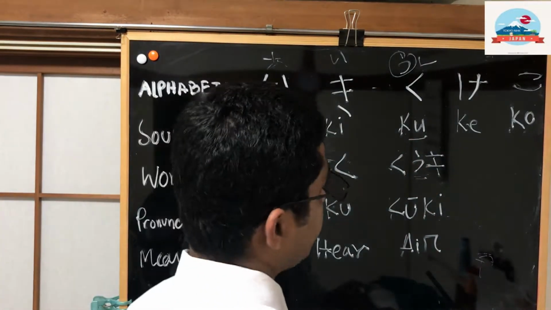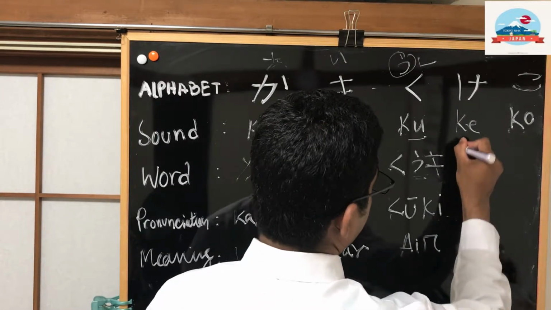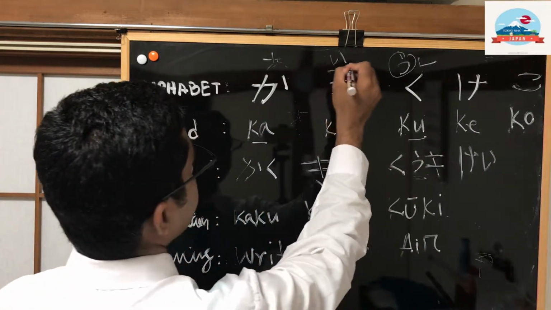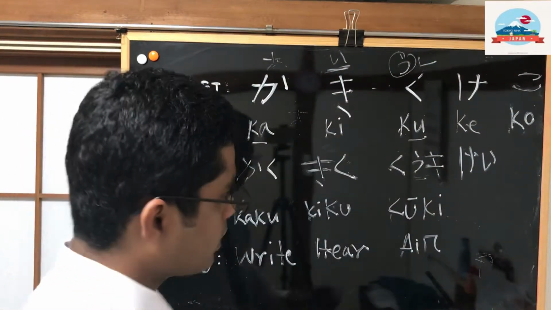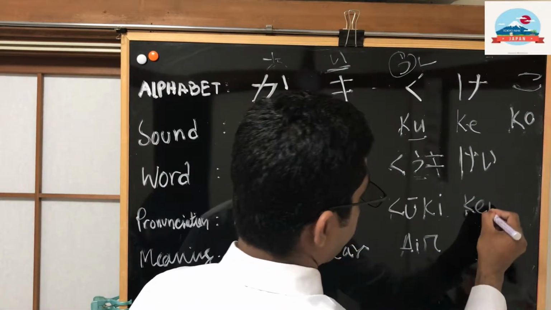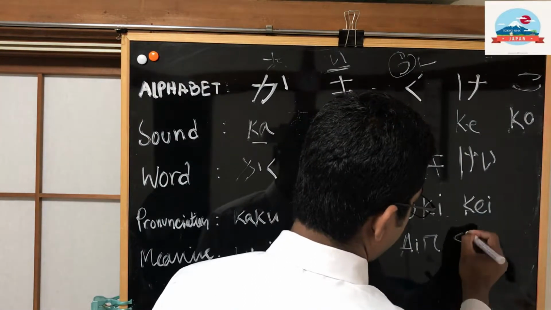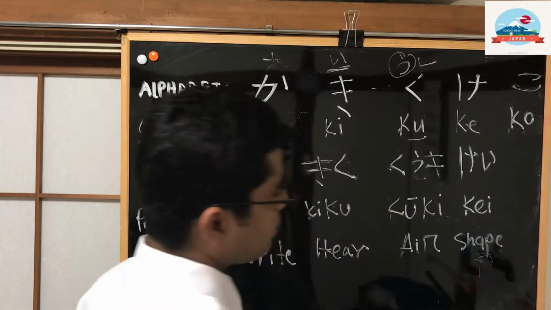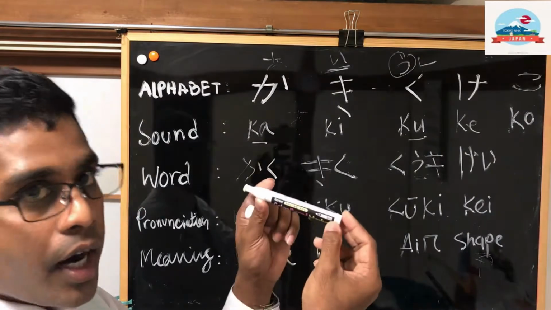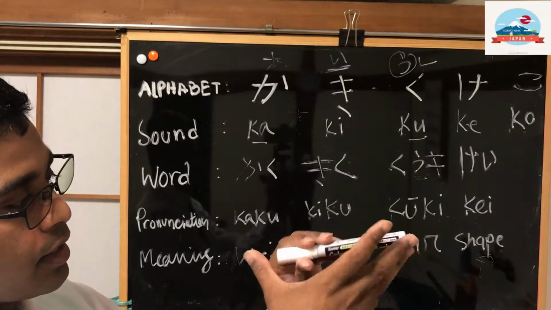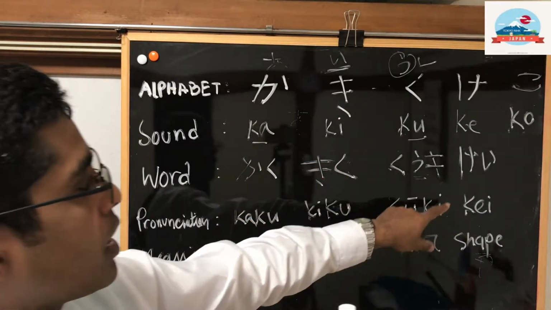And ke, then ke. You can write ke. This ke, A. This alphabet, first class alphabet, A, I, U, E, O. This E, ke. This pronunciation is ke. Ke, ke, ke. Ke means shape. The shape of this marker, the shape of this marker is like this. This means shape. This shape means ke.